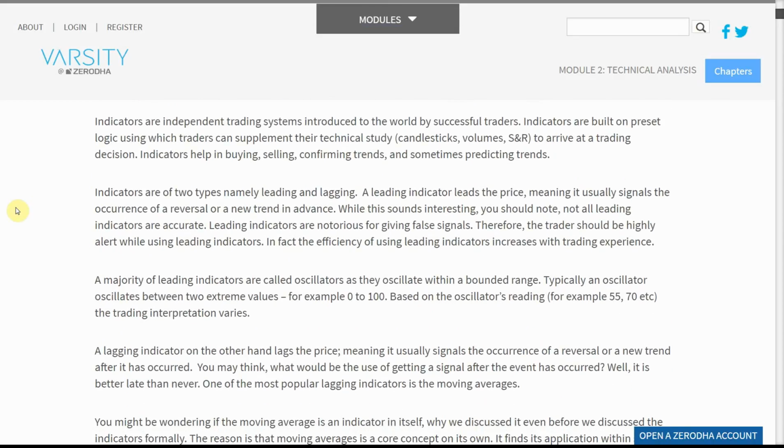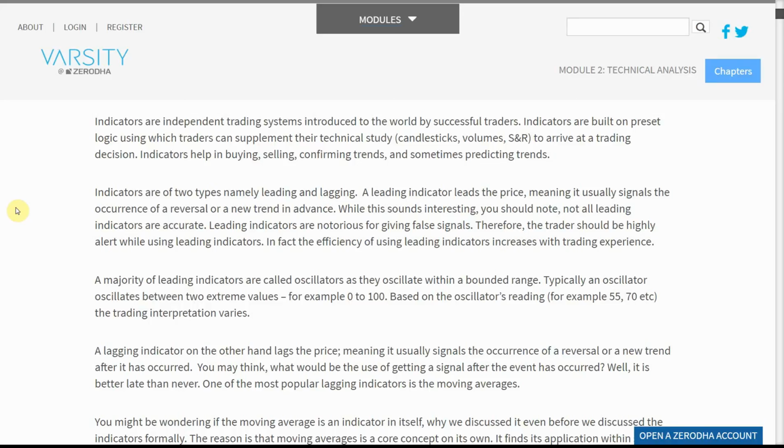Indicators are independent trading systems introduced to the world by successful traders. Indicators are built on preset logic using which traders can supplement their technical study of candlesticks, volumes, S and R to arrive at a trading decision. Indicators help in buying, selling, confirming trends, and sometimes predicting trends. Indicators are of two types, namely leading and lagging.